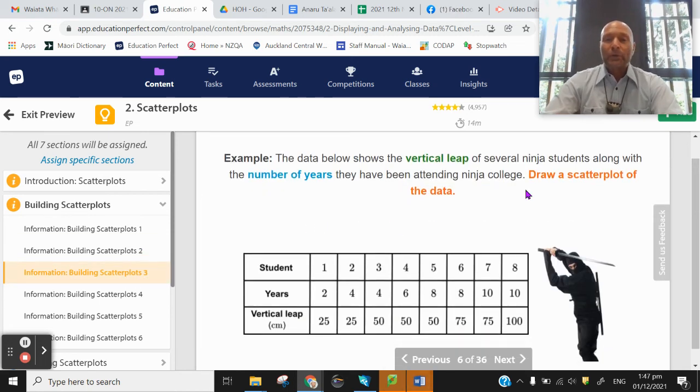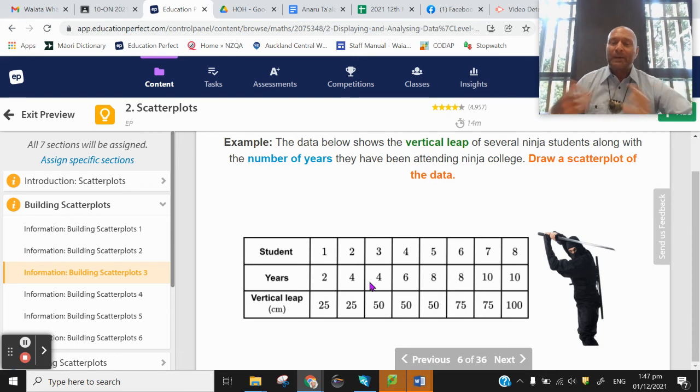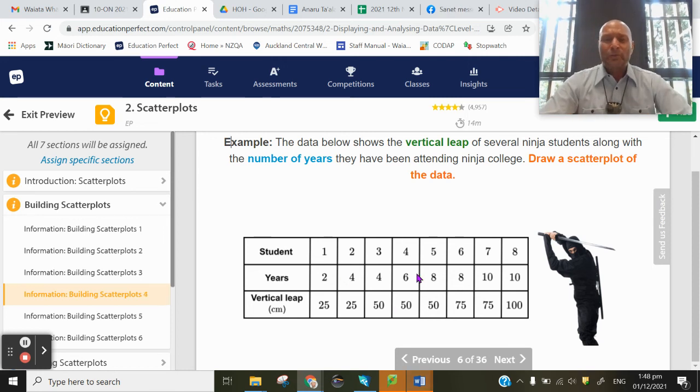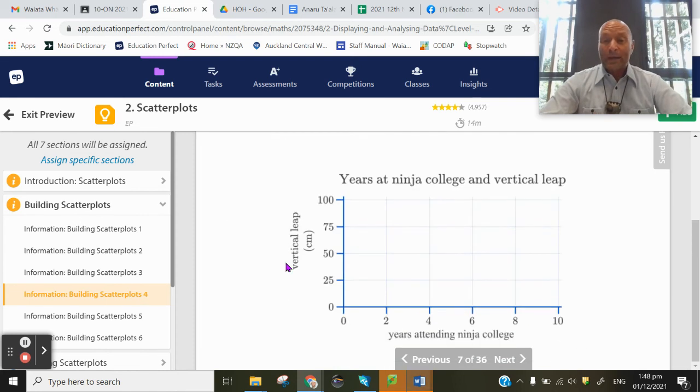Here we've got a vertical leap table showing several ninjas, student number, years they've studied, and their vertical leap. Now think about this. Would we want to say the number of years a student has studied has an impact on their vertical leap? That sounds like it would make sense. Or would you say the vertical leap has an impact on the number of years they were students? Well, that second way sounded strange. The first way is the way we're going to go with.